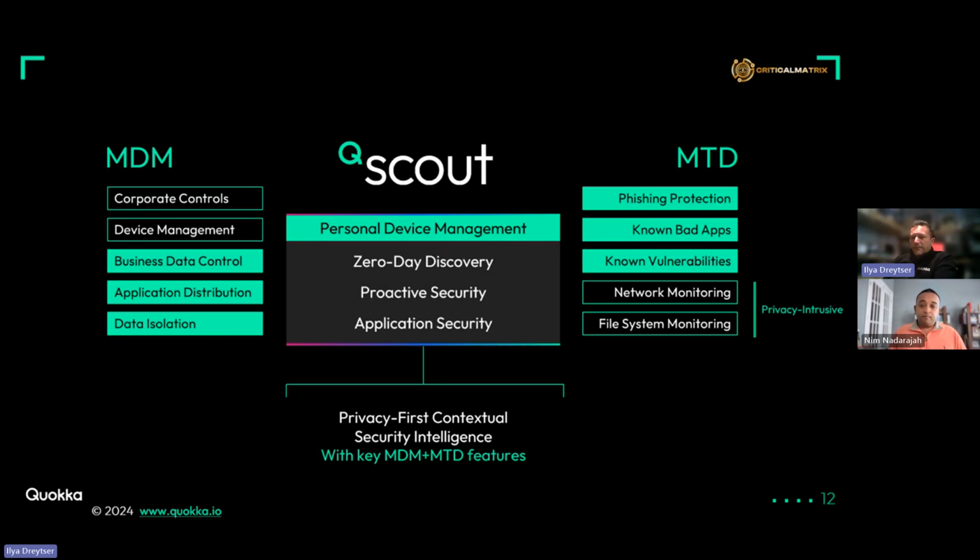And so QScout is something that we can deploy agentless, which means you don't need to install an app on your phone if you have an MDM. And that's very nice, by the way. That's one of the big selling points: deploying apps to mobile devices is a pain, and if users have to interact and activate it and do things to it, that's not ideal. So with an MDM, QScout will sit next to it and provide you with that zero-day discovery and proactive security without users having to do anything.